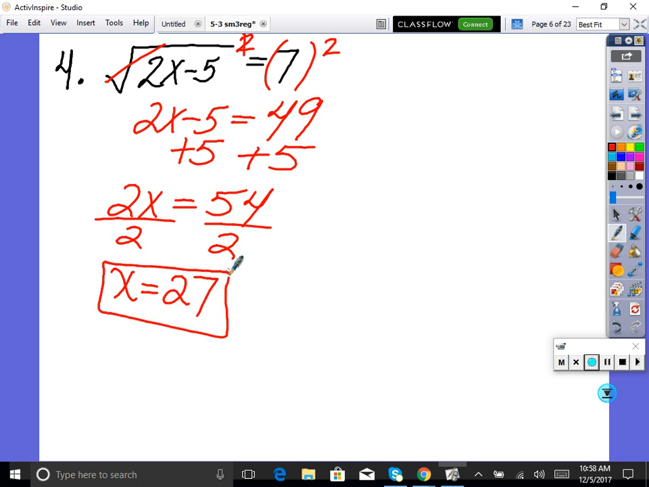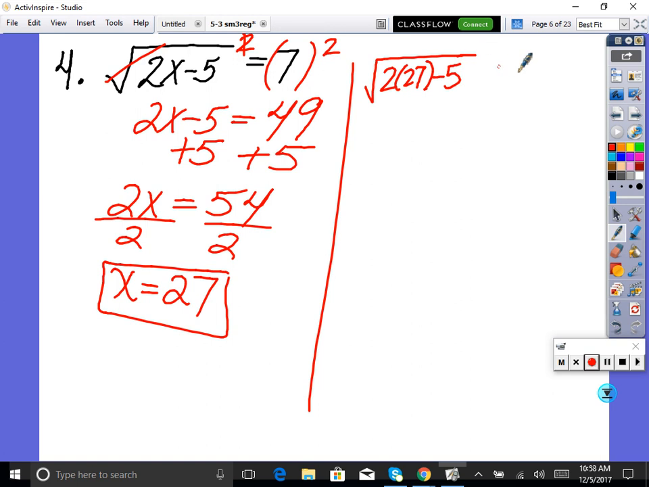Let's check it. So we go off to the side. We type into our calculator the square root of 2 times 27 minus 5, which was under that radical. Does that equal 7? Type that into your calculator, hit enter. Yep, 7 equals 7. We are good to go. If you didn't get a true statement, either one of two things happened. It's extraneous or you've done it wrong. Both are signals: I better try it one more time. If you get the same answer, it's probably just extraneous.